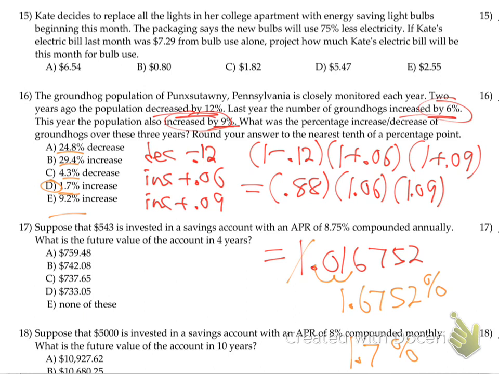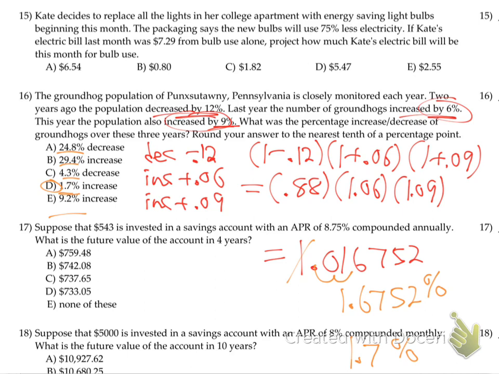All right, let's move on with number 17. Feel free to write any of these on your 3x5 card. If there's an especially difficult one, write the whole thing out. Suppose that $543 is invested in a savings account with an APR of 8.75% compounded annually. What is the future value of the account in 4 years?